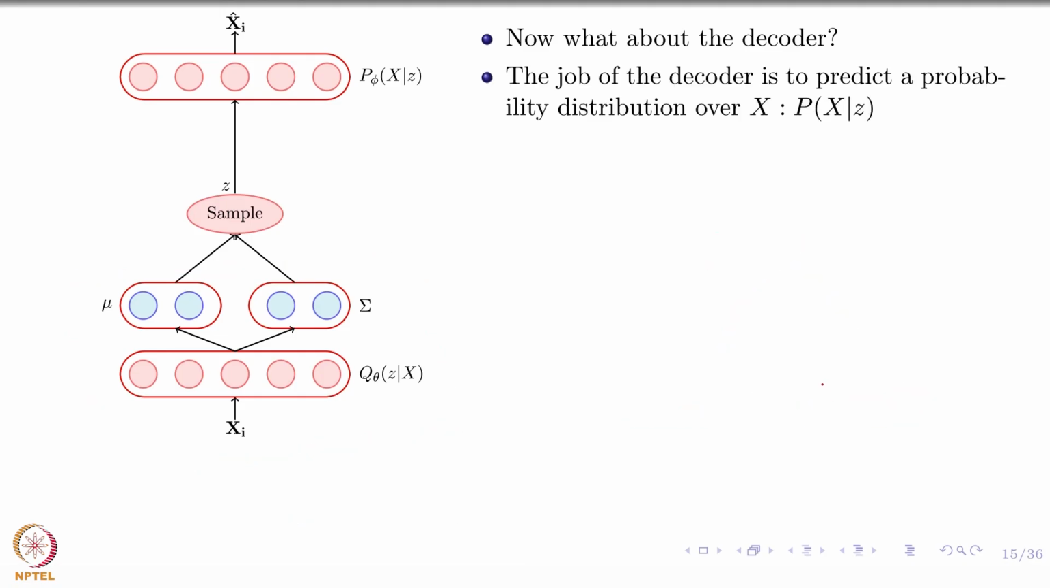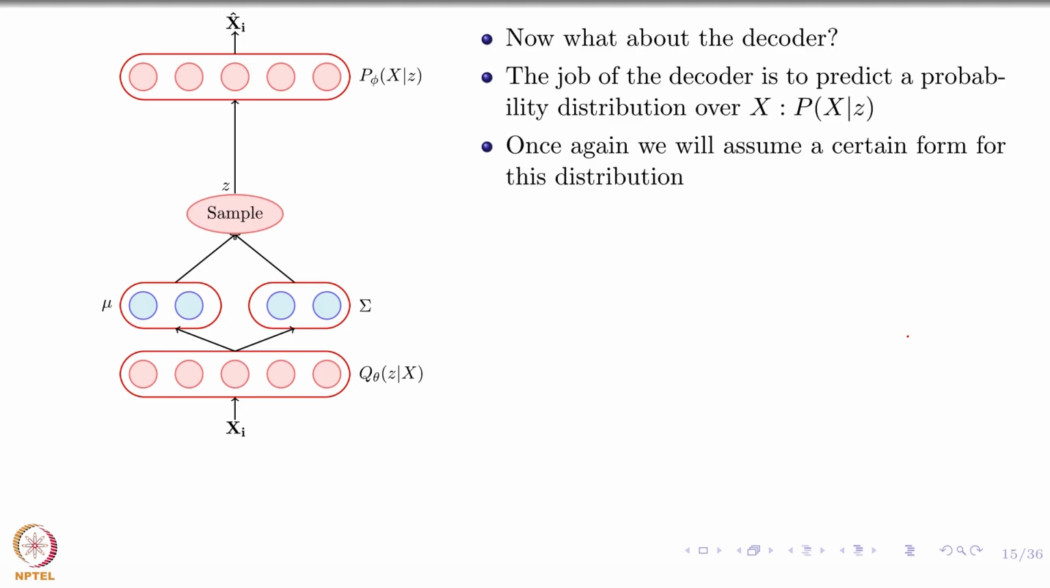Now once I've sampled from it, the job of the decoder is to predict a distribution over x's. So now I've given you z as the input, and now I'm interested in learning a probability distribution over x's. Okay, that's what the decoder is supposed to do. Once again, we'll assume a certain form for this distribution because by now it should be obvious that you can't really work with arbitrary distributions, or rather the other thing is obvious that if you work with a family of distributions, life becomes much easier, right?